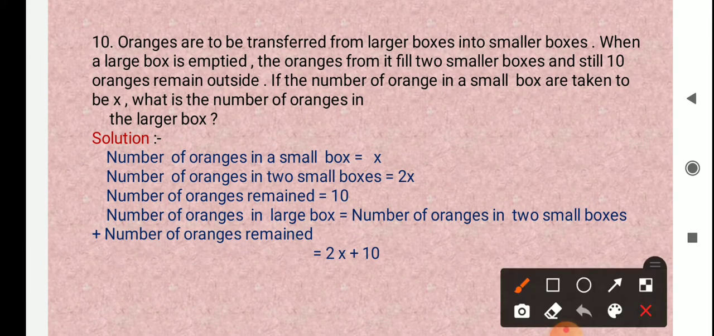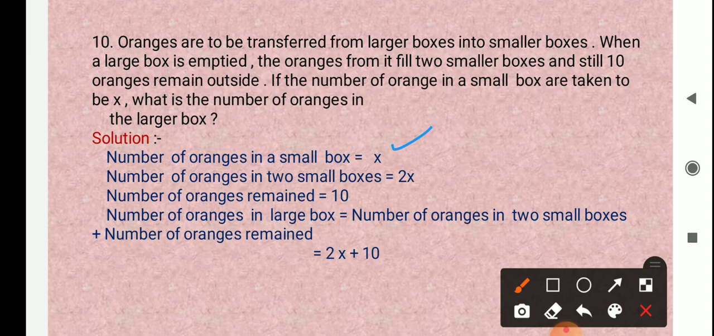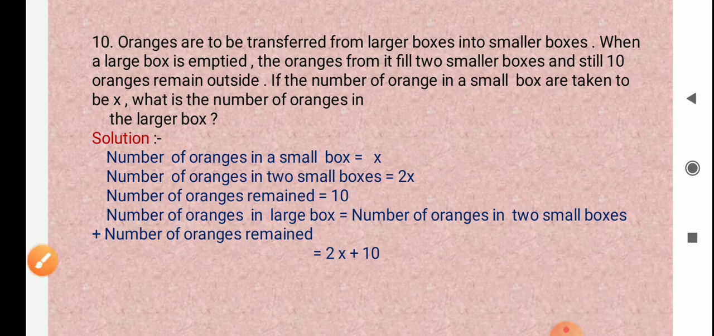Now here the number of oranges in a small box is taken to be x. So here we write x. Now here in a small box is x, so for 2 small boxes we multiply by 2. So the number of oranges in 2 small boxes is 2 multiplied by x, 2x. Then the remaining oranges are 10. So the number of oranges remaining is equal to 10.